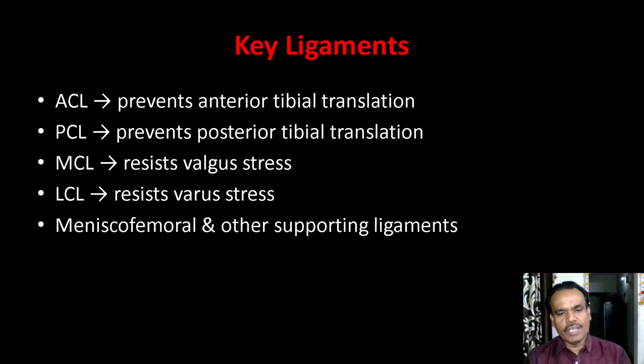At the knee, static stability is also offered by various ligaments, and the key ligaments are anterior cruciate ligament, posterior cruciate ligament, medial collateral ligament, lateral collateral ligament, and meniscofemoral and other supporting ligaments. Now, basically, the anterior cruciate ligament prevents anterior tibial translation. Posterior cruciate ligament prevents posterior tibial translation, and medial collateral ligament resists valgus stress. In addition to that, lateral collateral ligament resists varus stress.